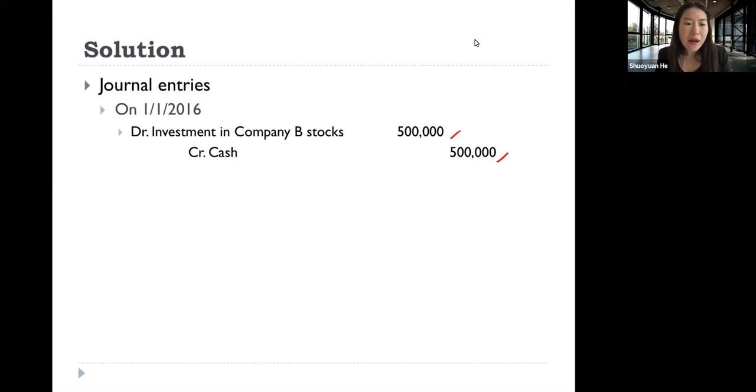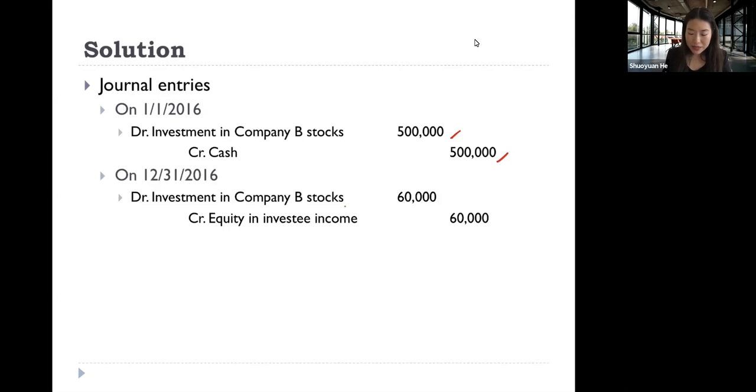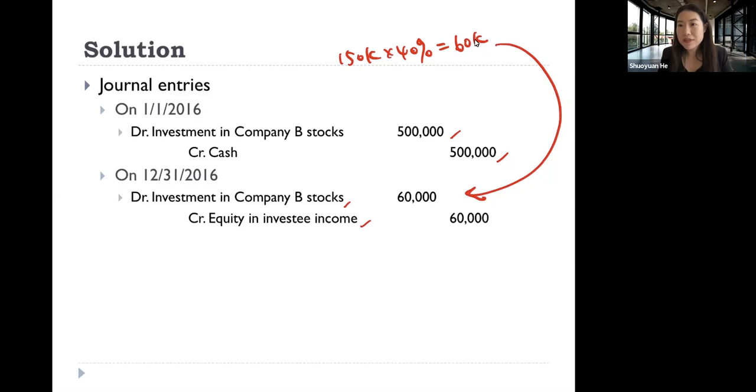And then company B reports its year 2016 net income of 150,000 on December 31st. So when company B reports net income, company A's general entry is to debit investment account, credit equity in investee income. Company B reports 150,000 net income, and company A has 40% of that. So 40% multiplied by 150,000 is 60,000. That is the income that should be recorded by company A.